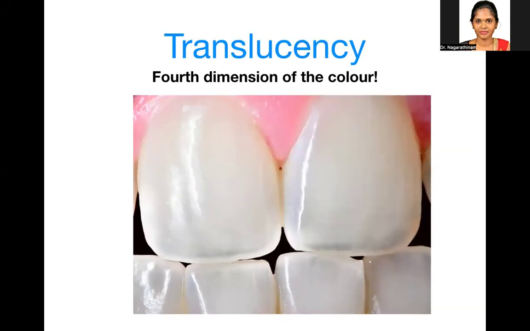Next, the translucency, which is the fourth dimension of the color. It refers to the proportion of light transmitted through an object rather than being absorbed or reflected. On the spectrum of translucency, transparency represents the highest level where all the light is transmitted, whereas in contrast, opacity signifies the lowest level where all the light is either absorbed or reflected.